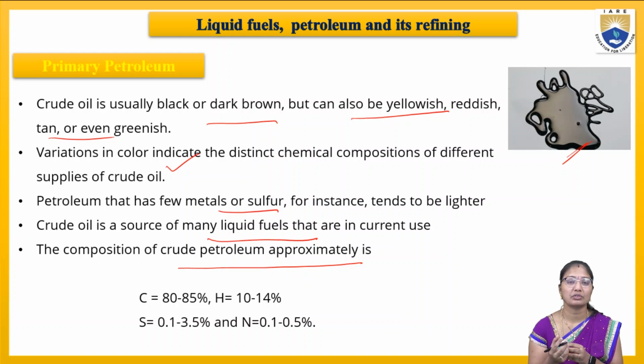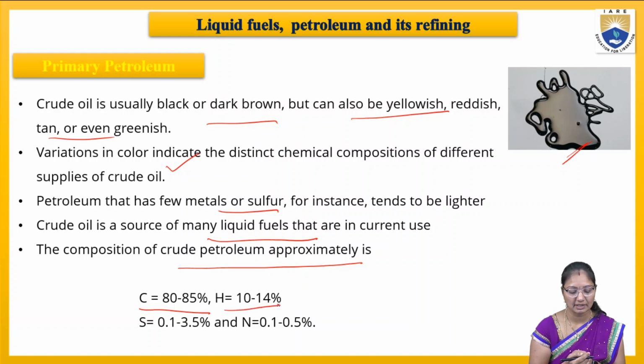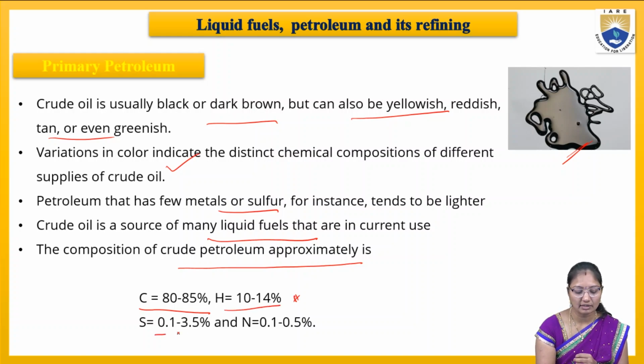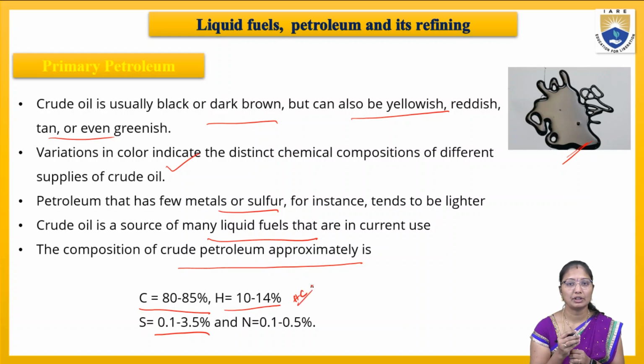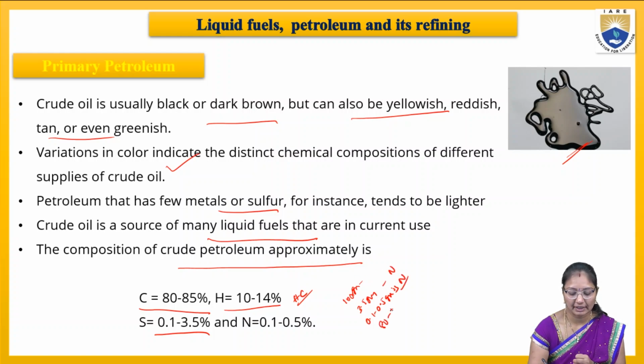Without any extraction process, if we take crude petroleum, the carbon percentage is 80 to 85% and hydrogen is 10 to 14%. So this is hydrocarbon, along with traces of hydrocarbons, and we also have non-hydrocarbon material, which is the sulfur and nitrogen. The traces are 0.1 to 3.5%. Suppose for 100 grams of petroleum, around 3.5 gram is sulfur and 0.1 to 0.5 gram is nitrogen, and 80 to 85 gram is carbon, 10 to 14 gram is hydrogen.